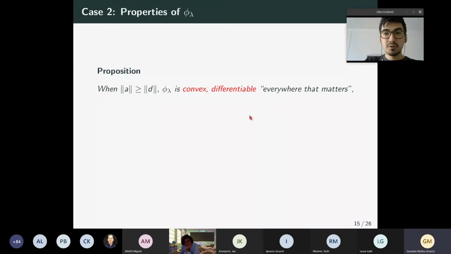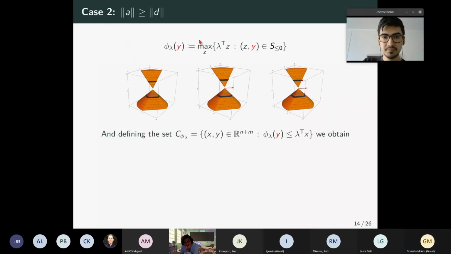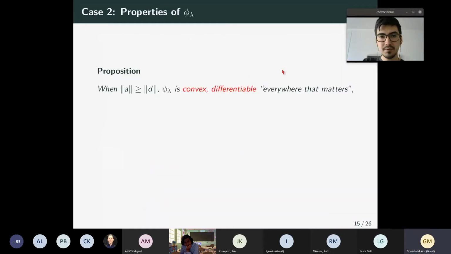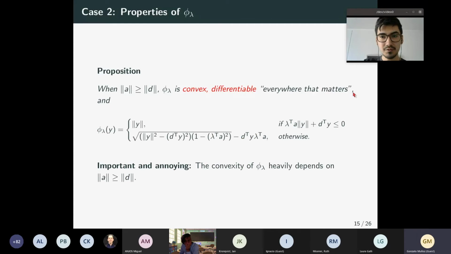What we proved in this case 2 is that this function, let me go back, this function right here, I maximize for each y, I maximize in a direction, okay, and I look at the value of that. It turns out that in this case, and it's very important that it's in this case when the norm of A is greater than D, the function is convex, differentiable, not everywhere, but everywhere that matters. In the paper, we have the precise statement of that. I don't want to get into those details right now. And it turns out that we can compute a closed form for that function, okay?